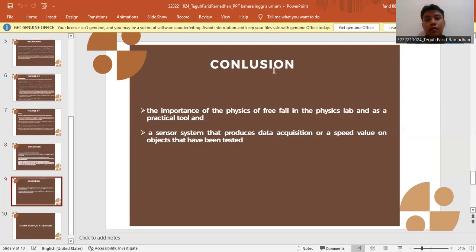And next, conclusion. Conclusion number one: the importance of the physics of free fall in the physics lab and as a practical tool. Point number two: a sensor system that produces data acquisition or a speed value on objects that have been tested.